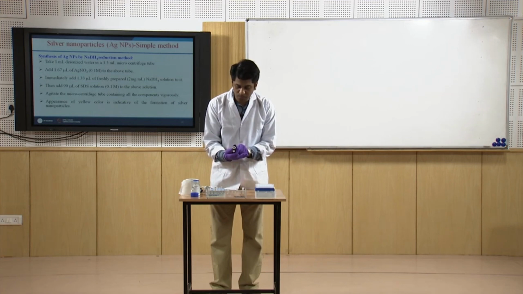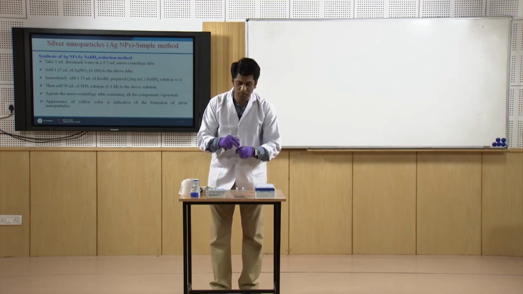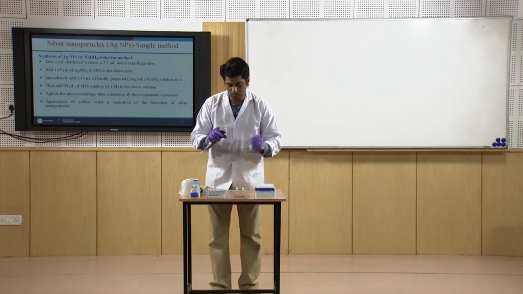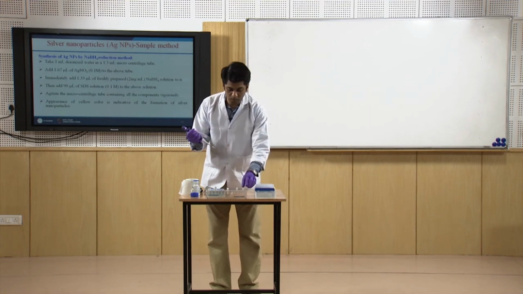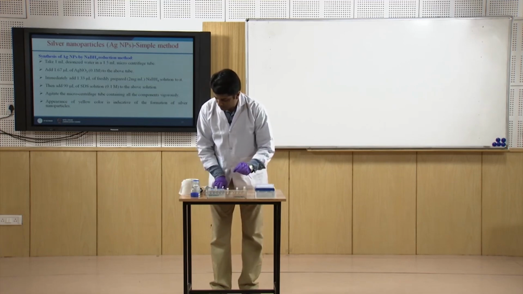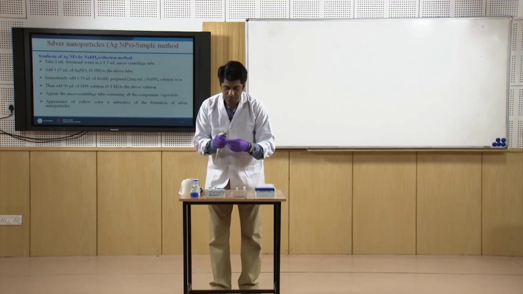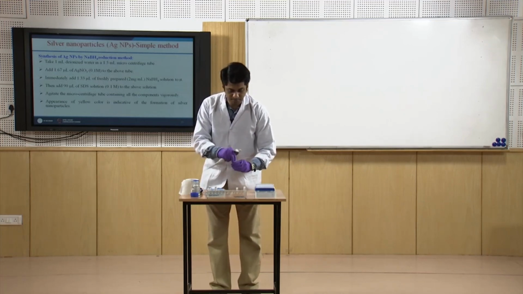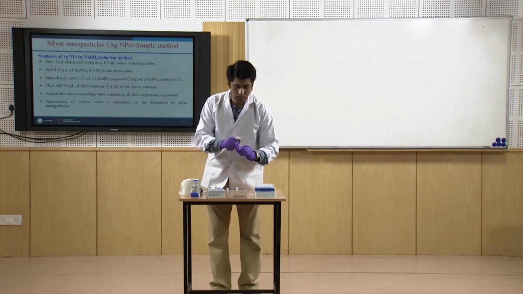and immediately you have to add the freshly prepared sodium borohydride, 1.33 microliter, to this tube. So I am going to add 1.33 microliter of sodium borohydride to only one of the tubes, not to both the tubes. And I am adding immediately the SDS, 90 microliter of SDS, to both the tubes.